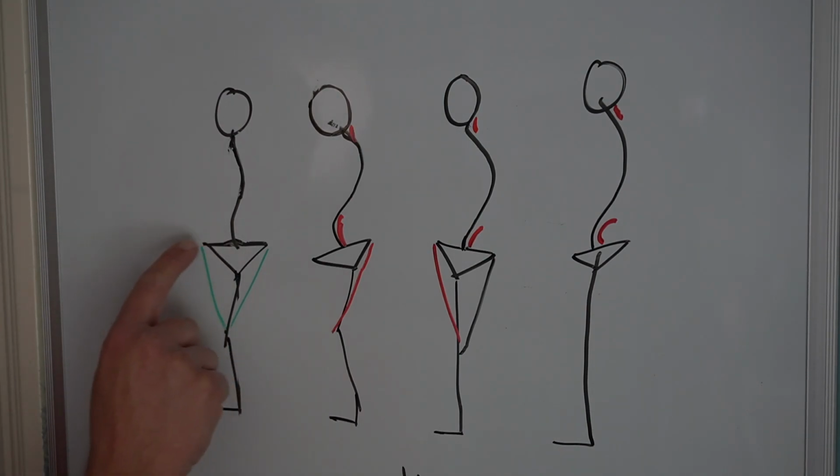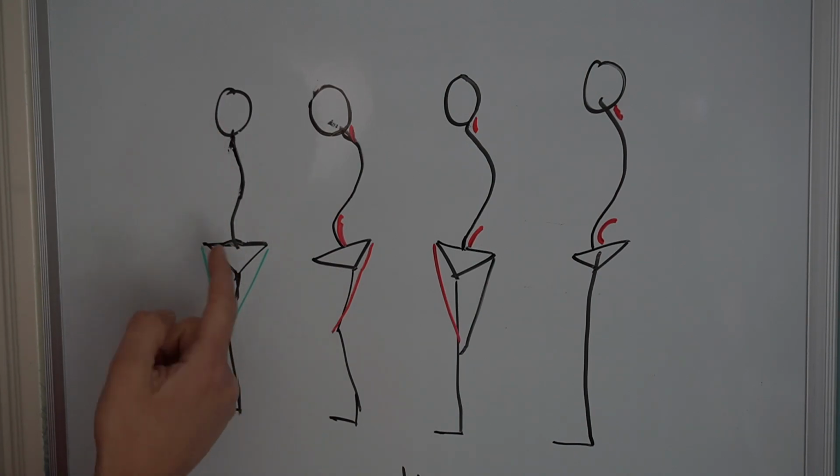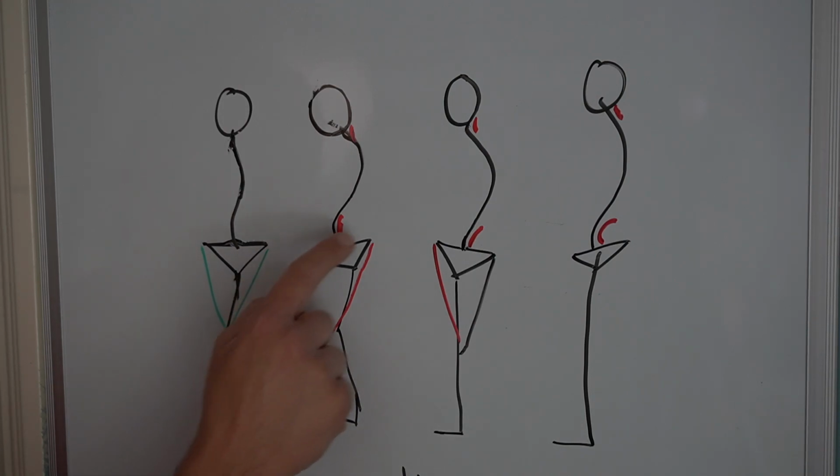So what we're going to look at first is the pelvis. What we ideally want is a pelvis that is neutral or level, and we have a lumbar curve and a kyphotic curve here, and we need those for shock absorption and moving basically.